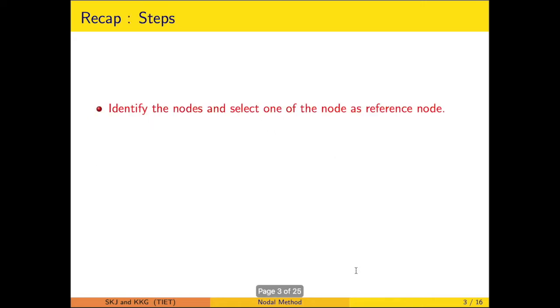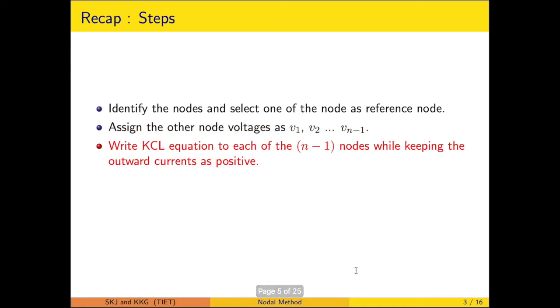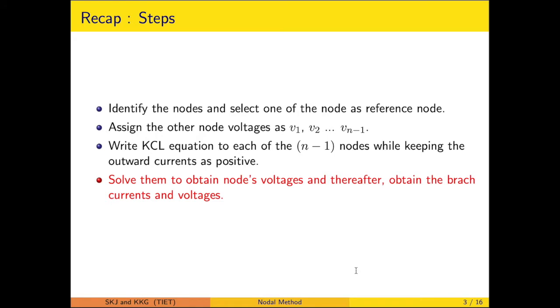as a reference node. The procedure is simple: we have to identify the nodes and select one of the nodes as a reference node. We will be assigning the unknown node voltages to the remaining n minus 1 nodes, and the equation is written for each of these n minus 1 nodes, keeping the outward current as positive. This outward current as positive is in line with Ohm's law, where the current flows from the higher potential to the lower potential. Now these equations are solved to find the unknown node voltages, and thereafter the other parameters are calculated.